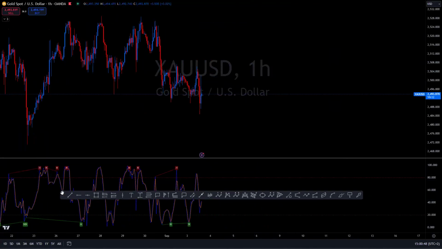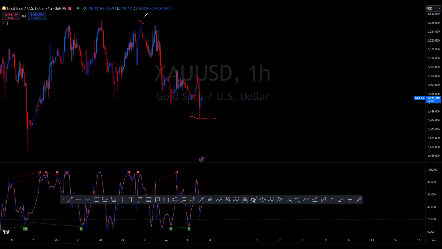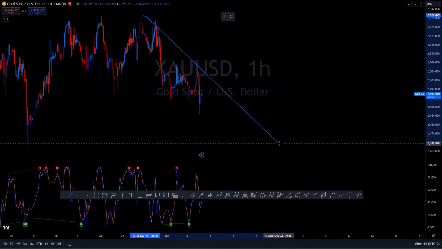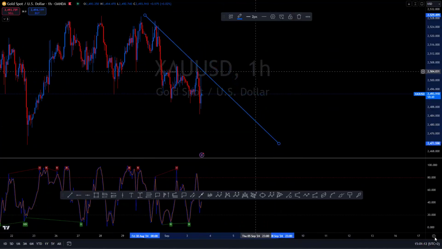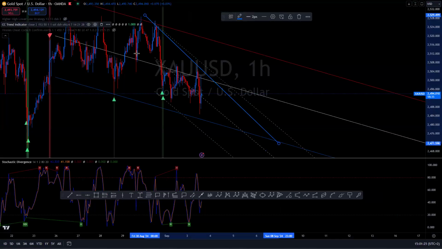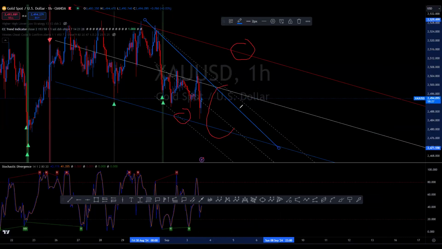So the first step here is we're going to figure out what is the overall trend. And we can see from this swing low, swing high here to this swing low, price has been trending downward and breaking previous lows. So it looks like price is overall bearish. We'll go ahead and draw a trend line. Then we are going to turn on the CC trend indicator and see if it lines up, which it does. Both of our trend lines for the indicators are pointing down along with our gray lines here. So that's confirmation that we're correct, that price is in an overall bear market.